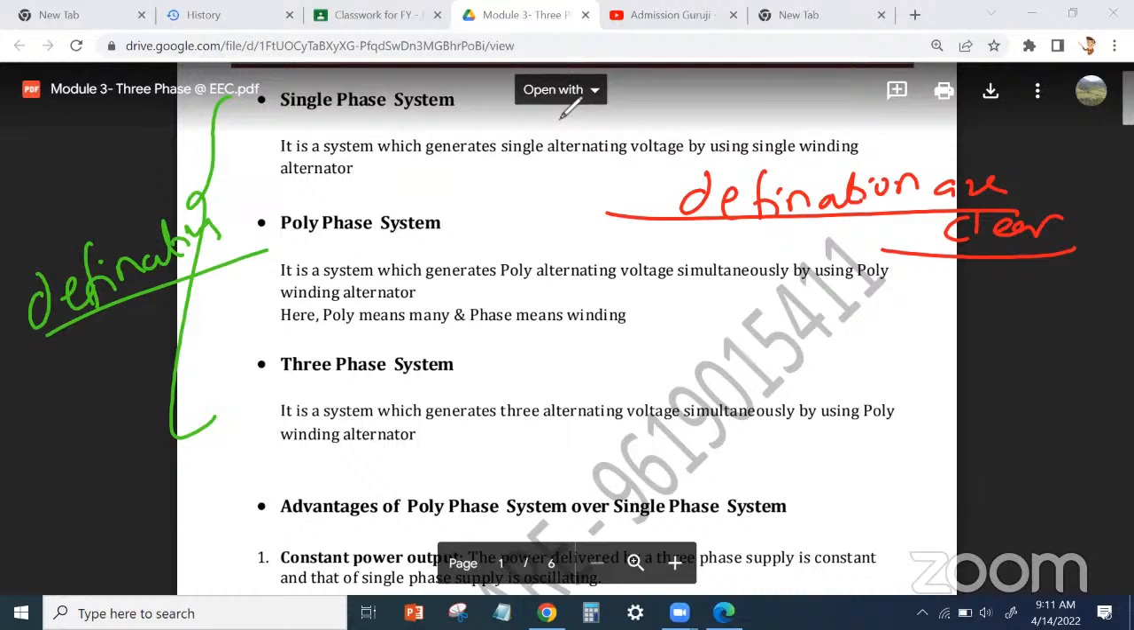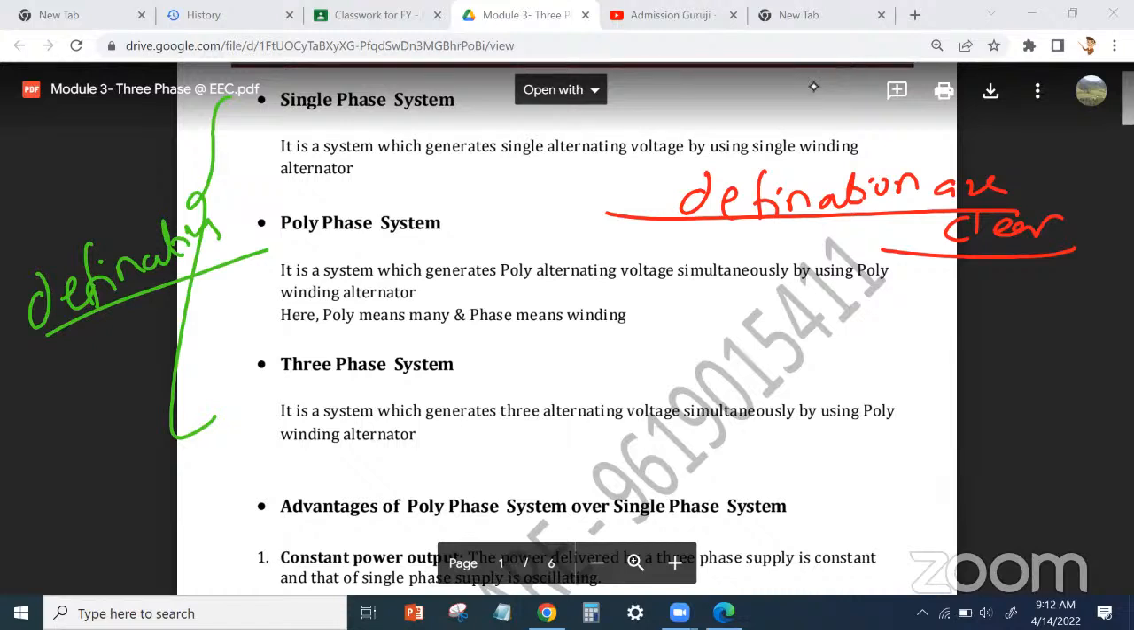So any doubt in the definition? Just go through the definition: single phase, polyphase, and three phase. Exam में आ सकते हैं तीन phase. So be ready with the preparation. So notes मैंने upload भी किया classroom में. You can go through it. That's clear.